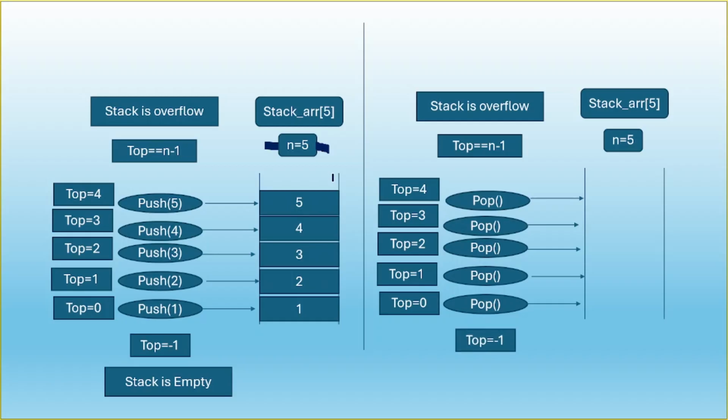When at this time I am performing one more pop operation, it will check that the top value is minus 1. It will display the message as stack is underflow or stack is empty. Is this clear? All operations, how the push and pop operations work and how we are checking the stack empty and stack overflow conditions? Yes? Fine.